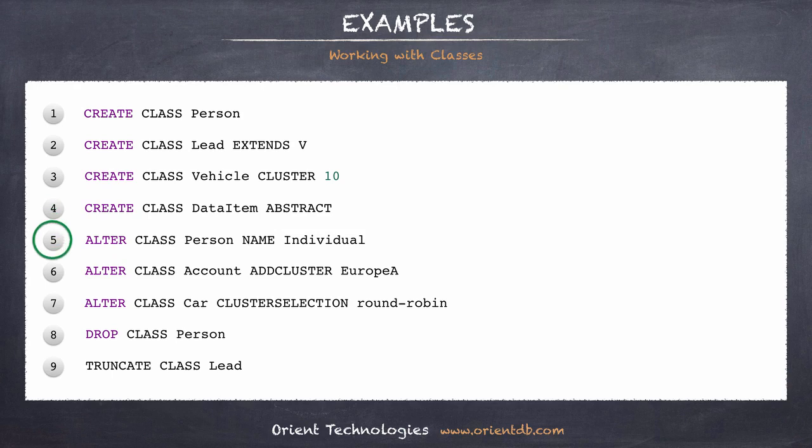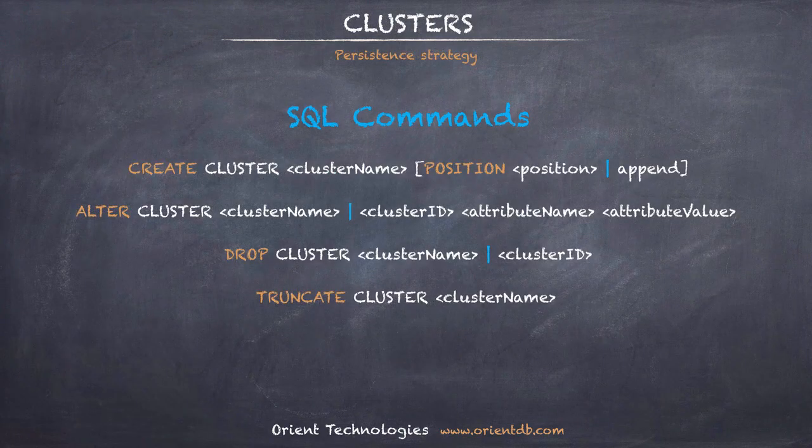Number 5 changes the name of the person class to individual. 6 adds a cluster to the available storage clusters for the account class. 7 specifies a storage strategy for the car class. In this case, it was specified to be round robin. 8 deletes the person class from the schema, and 9 deletes all the records from all the clusters of the lead class.